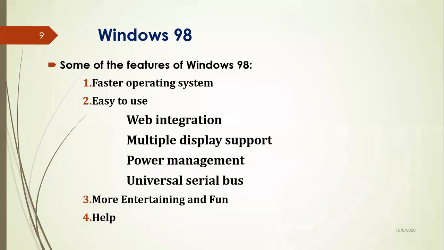Web integration is there, means when you install Windows 98, along with that it will install the browsers also. Multiple display support is there, power management is there, and universal serial bus is also there in Windows 98. It is more entertaining and fun, games are also there. And the fourth feature, the help feature, is also provided in Windows 98. If you get stuck anywhere, you can take help on how to use the operating system.